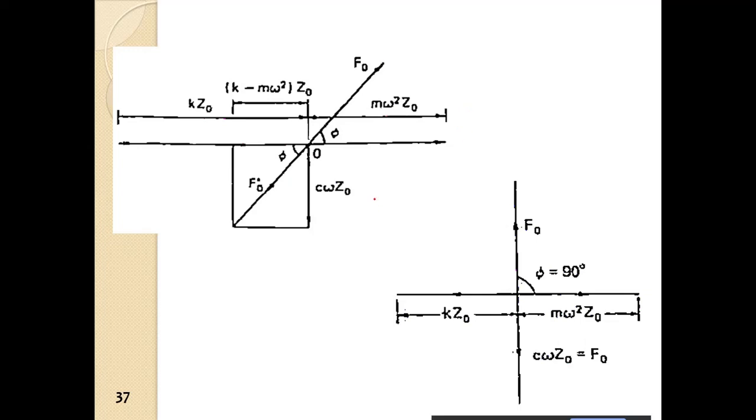As we have just now analyzed, phi is equal to tan inverse of C omega z naught by k minus m omega square z naught. So z naught cancels out and we have C omega. So when C, the damping, is 0, we have phi equal to 90 degrees. So the force is in this direction.